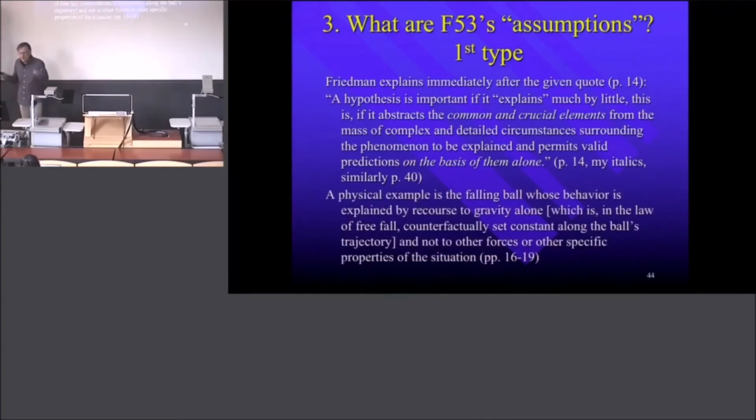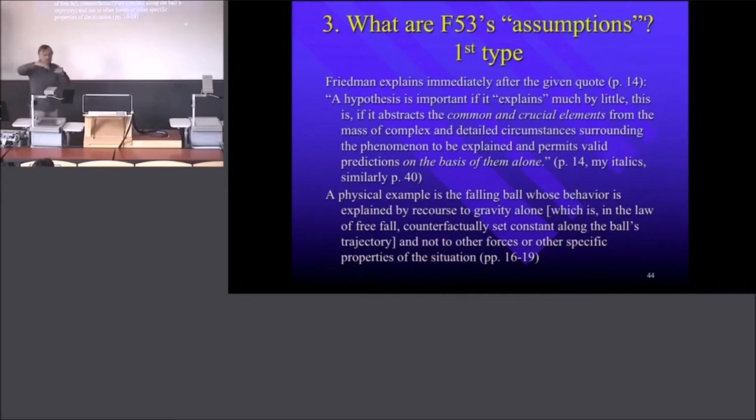So a physical example is the falling ball, whose behavior is explained by recourse to gravity alone, and not other forces or other specific properties of the situation. He doesn't know the physics well enough, because there's an additional element in there. This is now here in parentheses: in the law of free fall, counterfactually gravitation is set constant along the ball's trajectory. He doesn't know that, right?